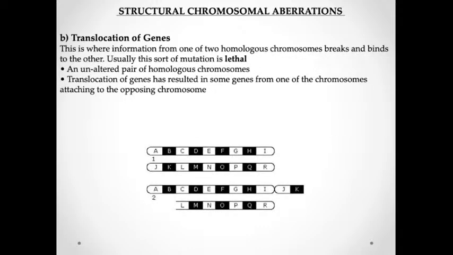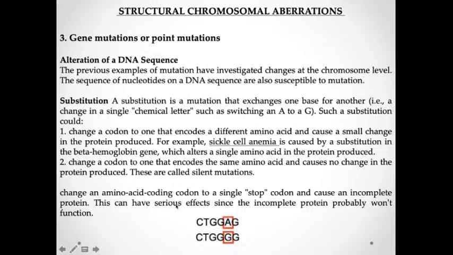Translocation of genes. This is where information from one or two homologous chromosomes breaks and binds to the other. Usually this sort of mutation is lethal. So like this, J and K got attached to it and are removed from that side. And this could lead to the death of the person.